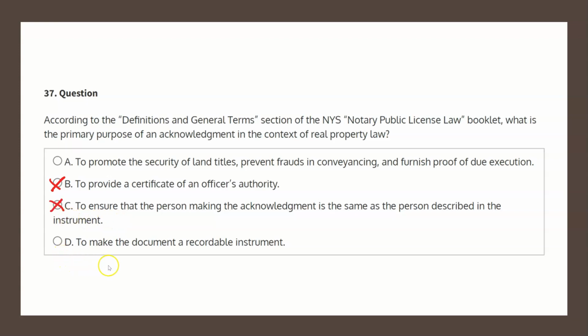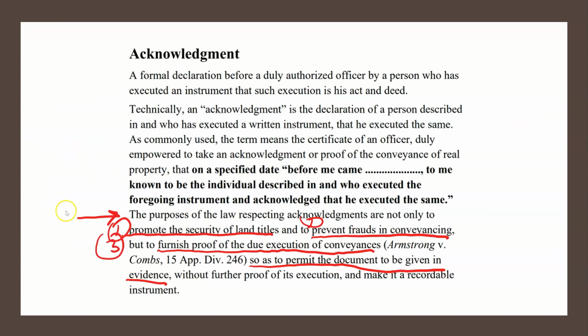Choice D states to make the document a recordable instrument. Now, this one's a bit tricky because if you keep reading from the third purpose, which is to furnish proof of the due execution of conveyances so as to permit the document to be given in evidence, it also says to make it a recordable instrument. But the fact of the matter is that the purpose is to furnish proof of due execution of conveyances, etc. Making it a recordable instrument is the end result of the process, but that's not the purpose.